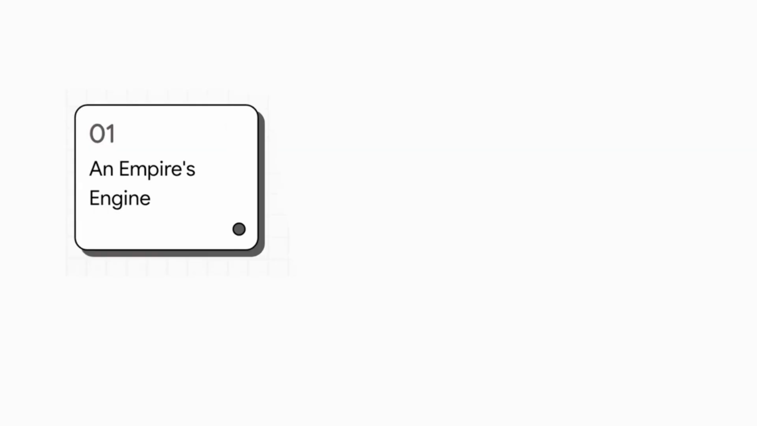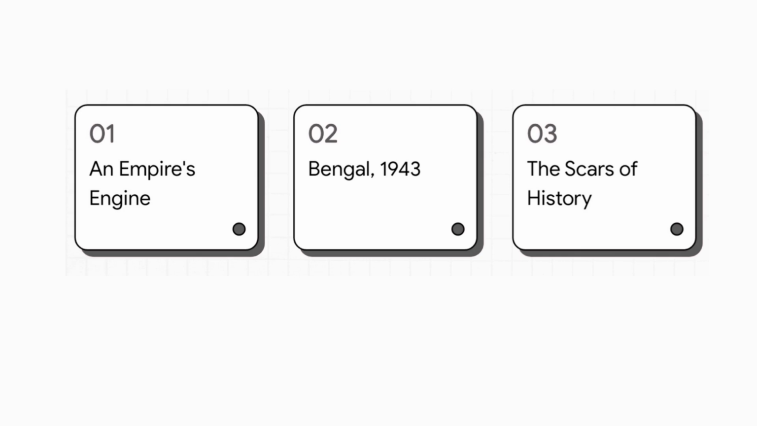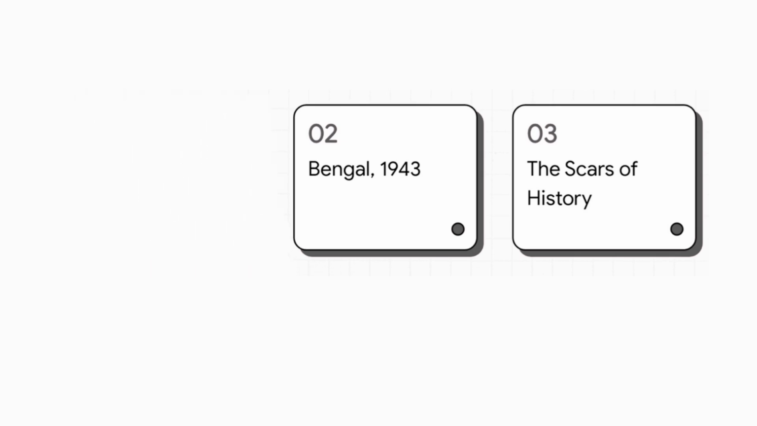Okay, so here's how we're going to break this down. First, we'll look at the economic engine the British built in India. Then we'll zoom in on a specific and truly tragic case study from 1943. And finally, we'll explore the lasting scars these events left on history.